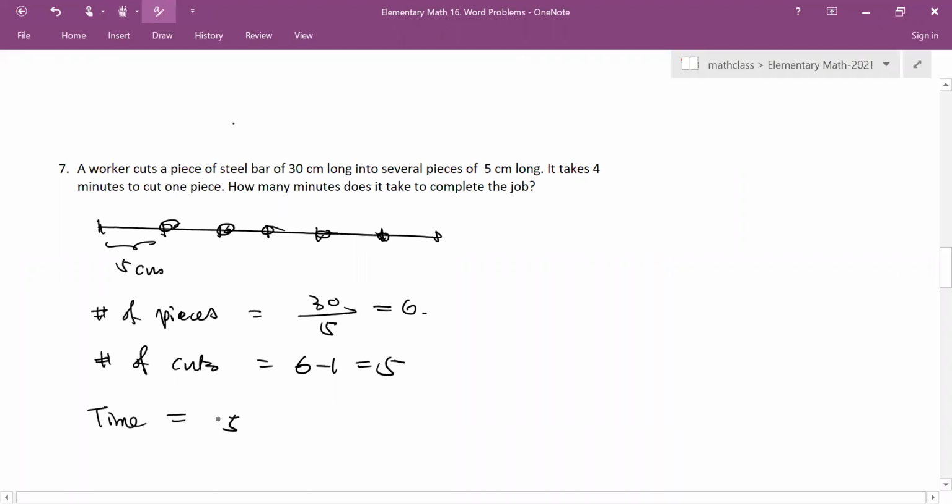Right? The time is going to be the number of cuts times the time you're going to spend on each cut, which is 4. So it's 20 minutes. Clear? So this is a 3-step problem, not just 2-step. In order to find the time you're going to spend, you have to figure out how many cuts you're going to make. In order to figure out how many cuts you're going to do, you have to figure out how many pieces you're going to cut. Right? Backward, step by step.